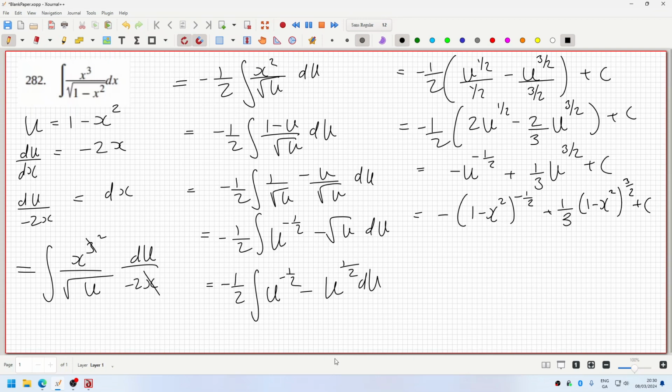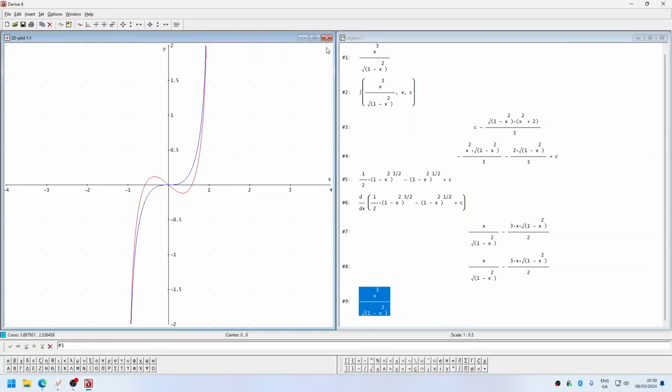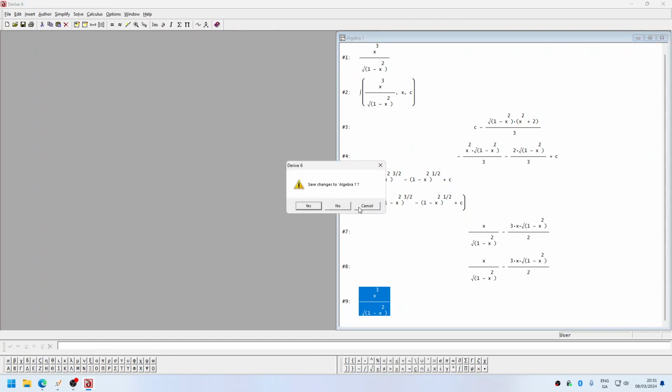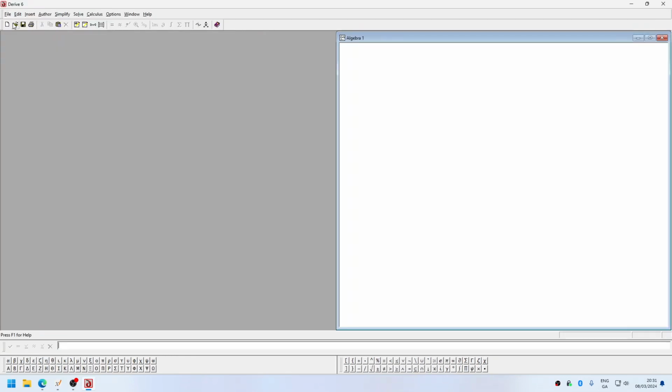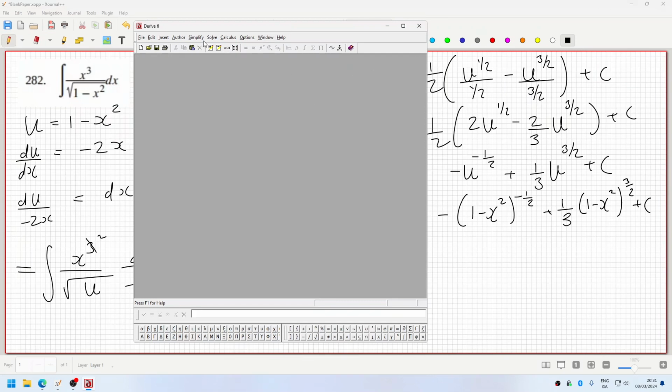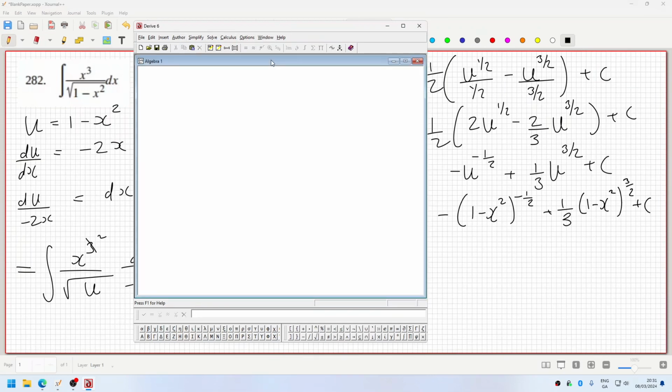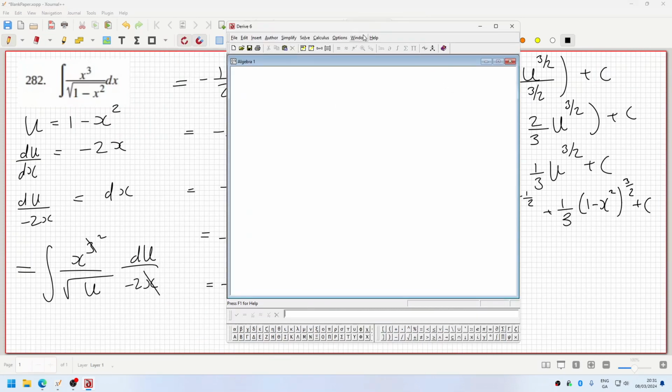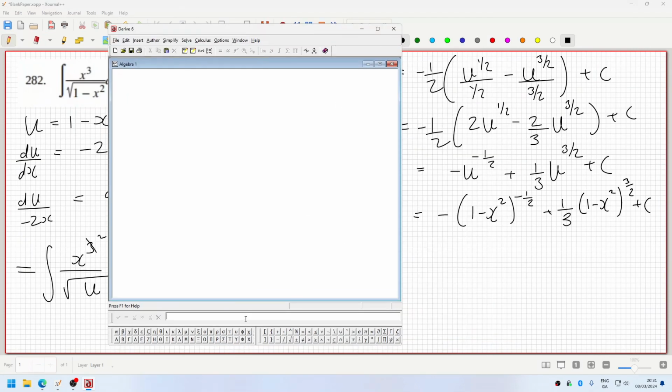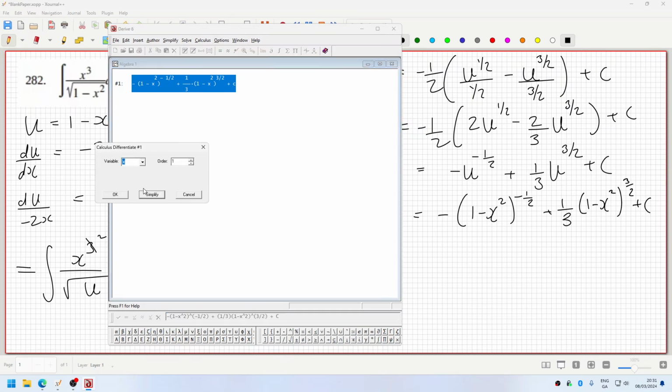Now I want to check the answer. Okay, right, let's see. So let us type in my answer: minus 1 minus x squared to the power of minus a half plus 1 over 3 times 1 minus x squared power 3 over 2 plus c. Let us differentiate that.